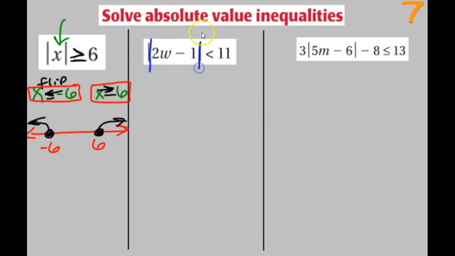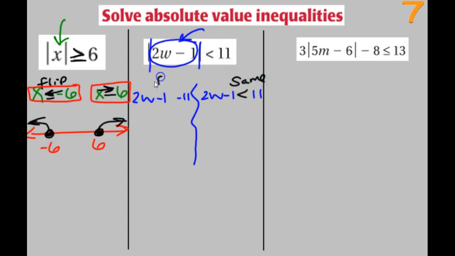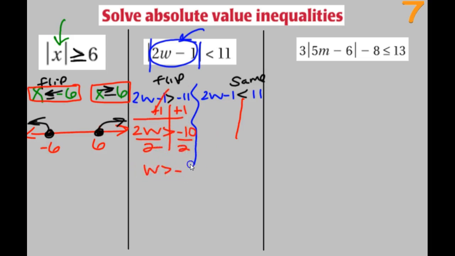Next, what could I put in here to make this come out 11? Well, I could put in a negative 11 or a positive 11 in order for it to come out clean. So I need to write 2 inequalities. 2w minus 1 with a negative 11 or 2w minus 1 with a positive 11. Leave the positive one, the symbol the same, and flip with the negative one. So we're going to solve both of these because I can't graph it yet. Get rid of adding and subtracting first. I'm going to add 1. 2w is greater than a negative 10, and divide by 2. So w is greater than negative 5.